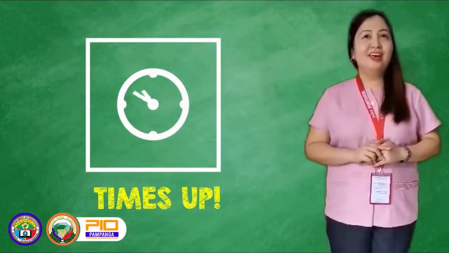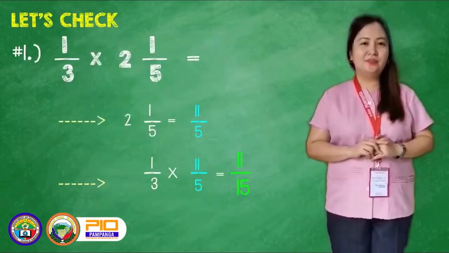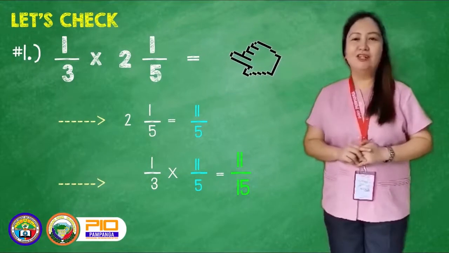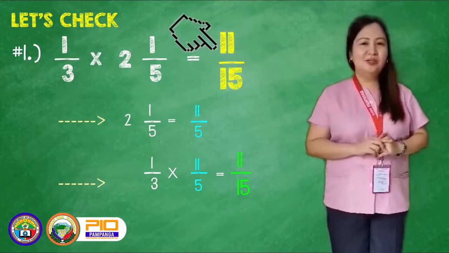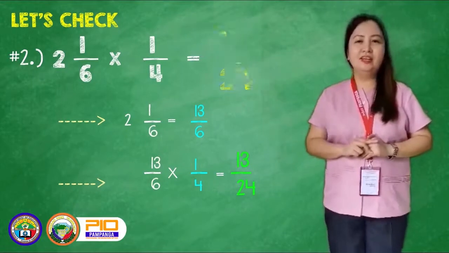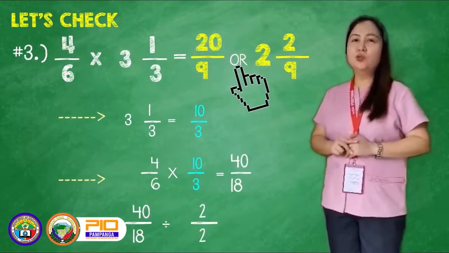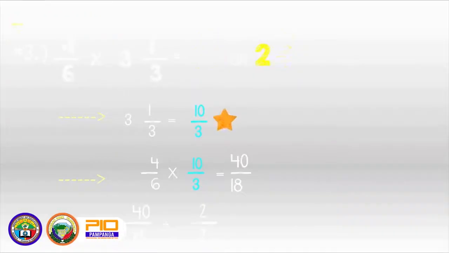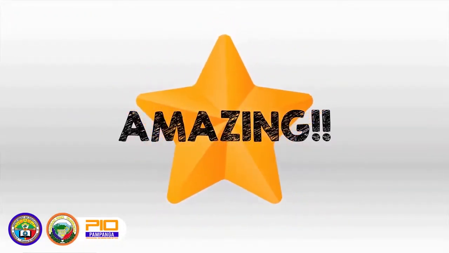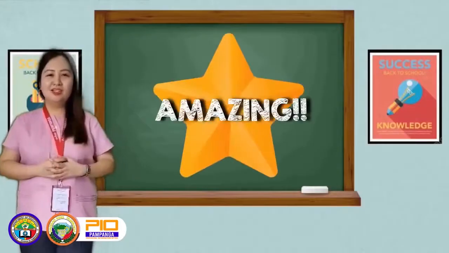Let's check if you got the correct answers. Number 1, the correct answer is 11/15. Number 2, 13/24. And number 3, 2/9 or 2 and 2/9. What an amazing work, Super K Kids! What a wonderful feeling that Super K Kids can multiply these fractions.